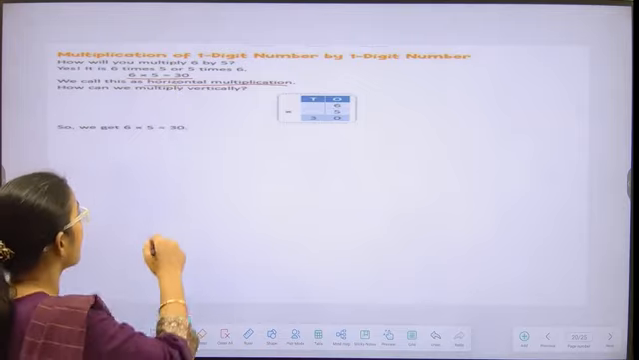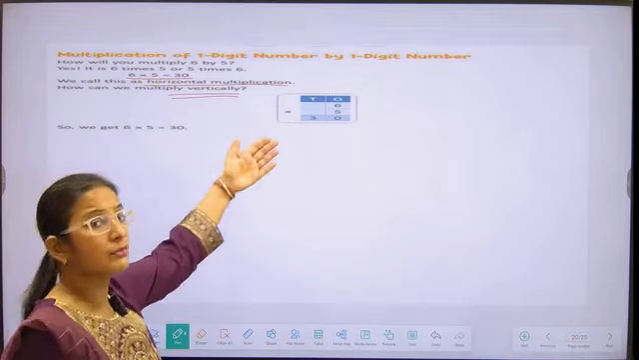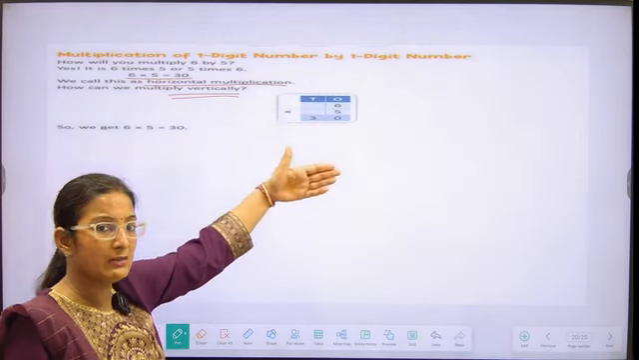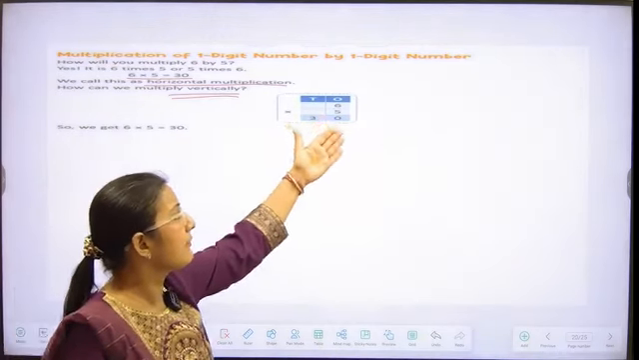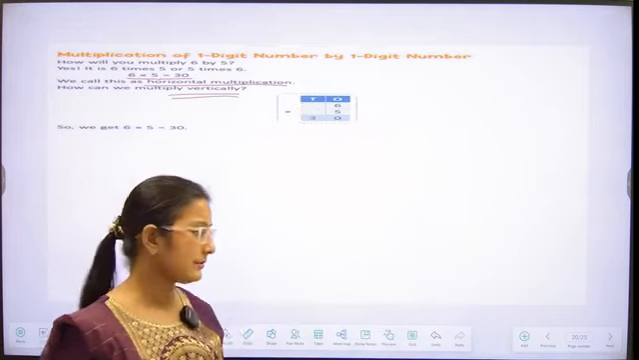Similarly, we can write vertically also. So in the vertical way, what we are going to do? We write the place values and write the numbers one after another and make a multiplication sign. And read the table, 5 multiplied by 6, we are getting 30, students.